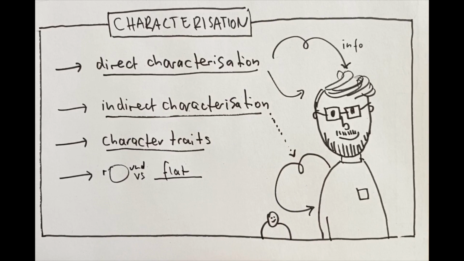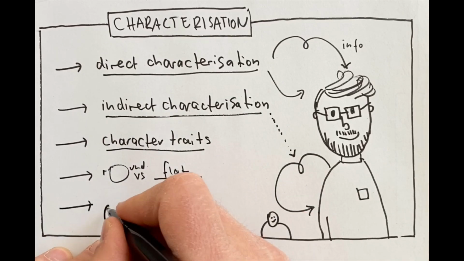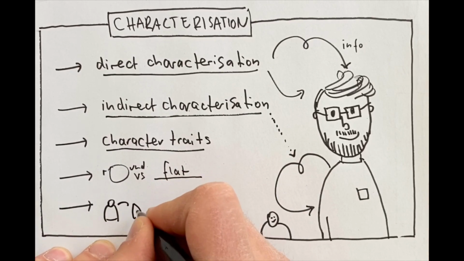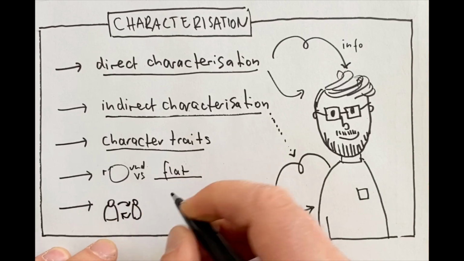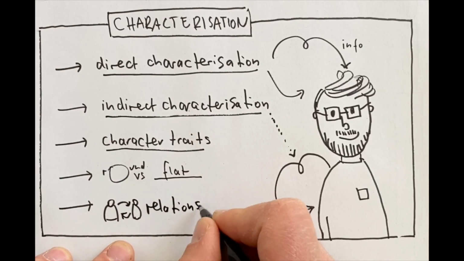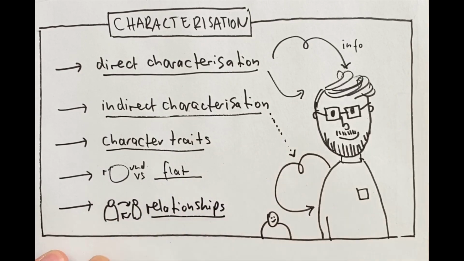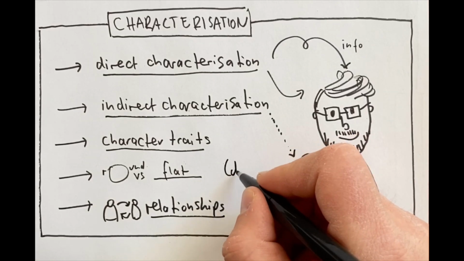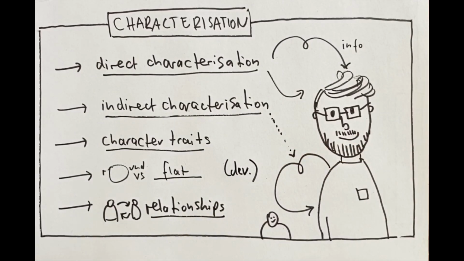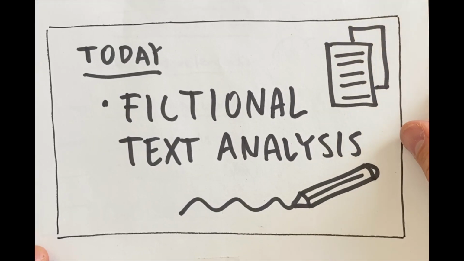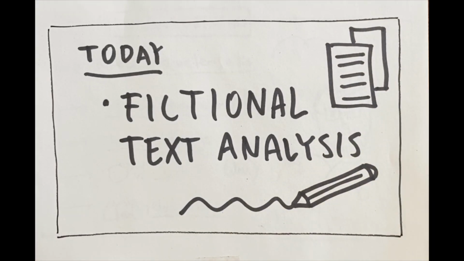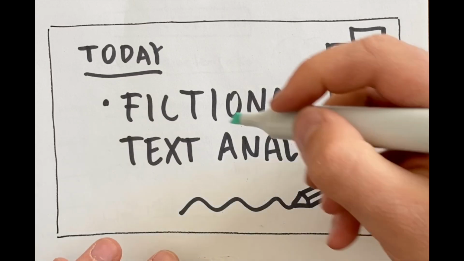A round character is usually described in a lot of detail, whereas a flat character is not really that interesting and we don't really know that much about him. The relationships between the characters are also important. The development is important in the context of the whole work, but maybe not as important for a little excerpt.